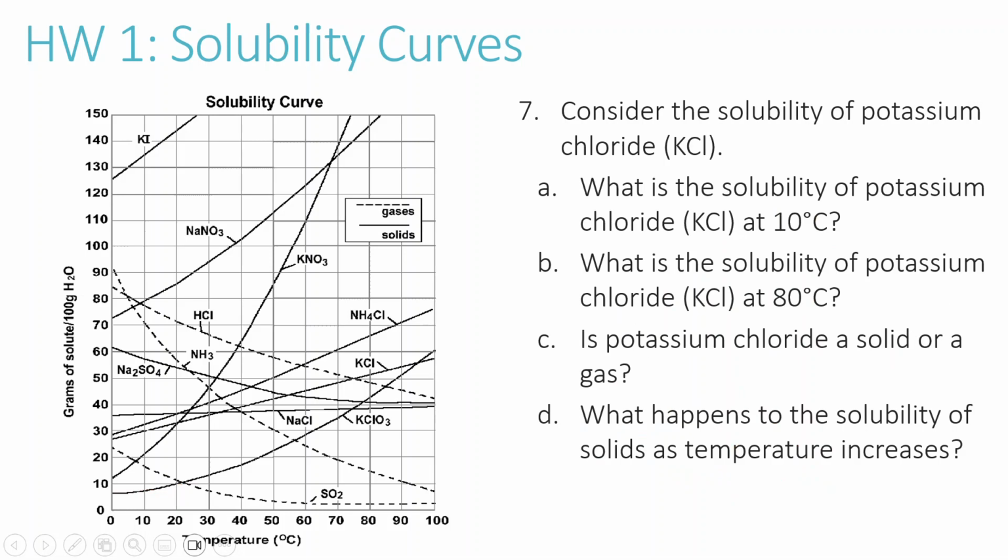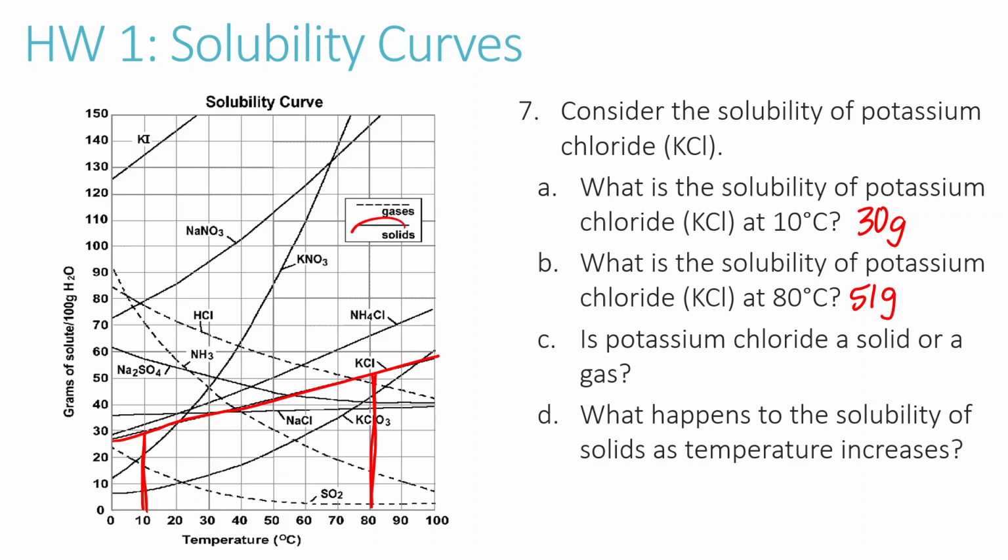Consider the solubility for potassium chloride. So we're going to find potassium chloride here. And we want to know what is the solubility at 10 degrees. So that looks like that's right around 30 grams. And at 80 degrees, that looks like it's a little bit above the 50 mark to me. So I'm going to say 51 grams.